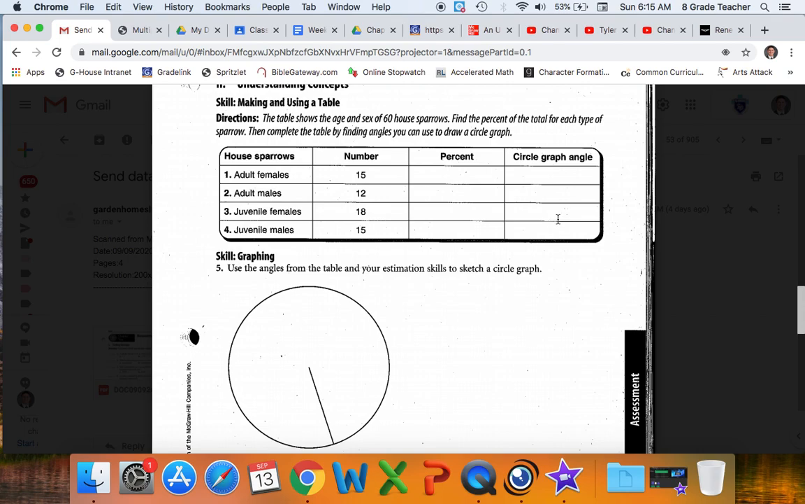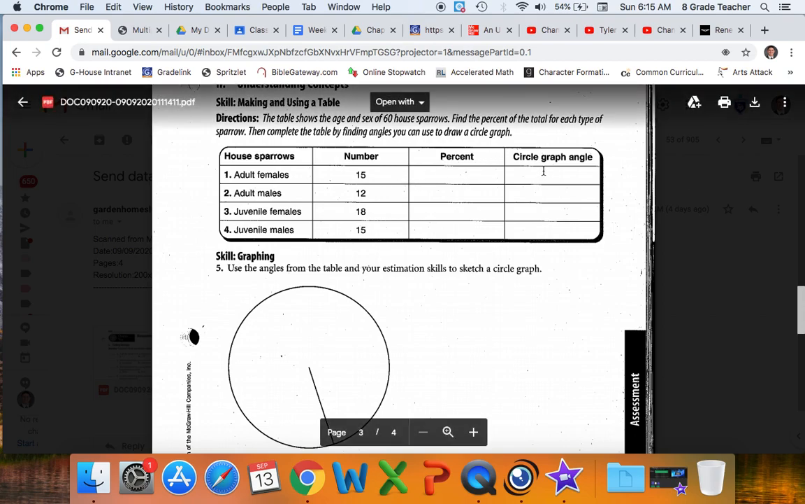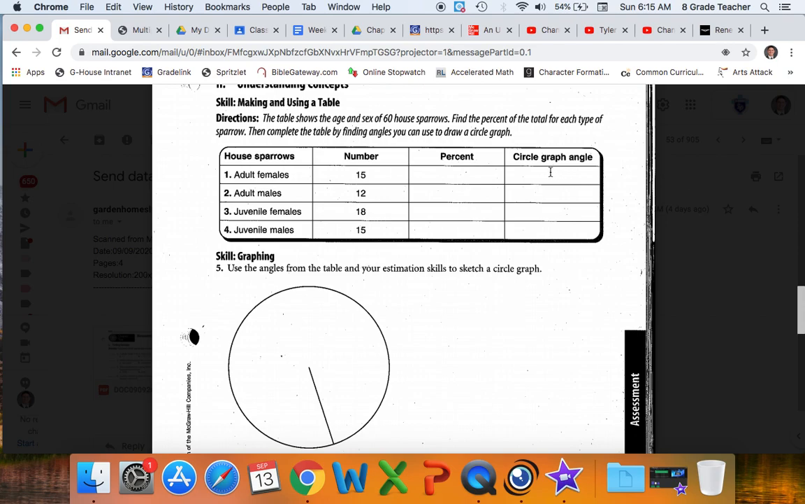Let's go back and do the math, and maybe you've got your calculator now to be able to do that. 0.25 times 360 is going to give you 90. That's going to turn into our degree measurement. So a 90-degree angle. We all know what that looks like.